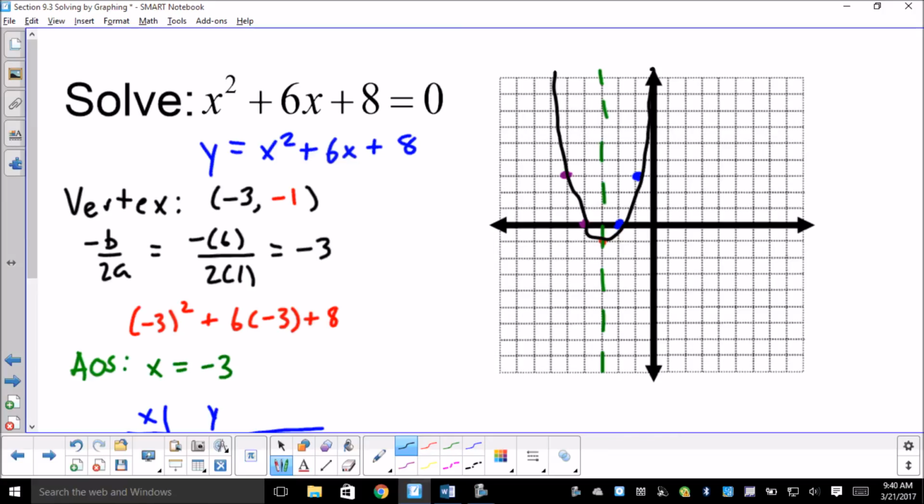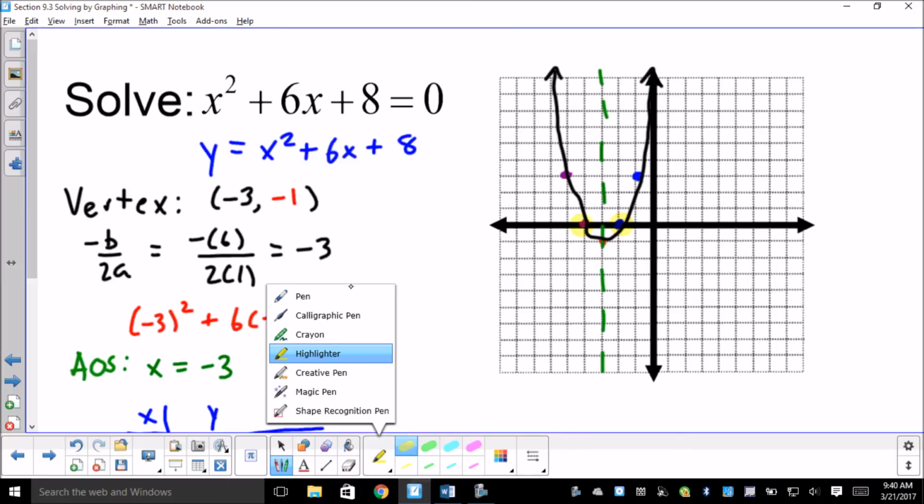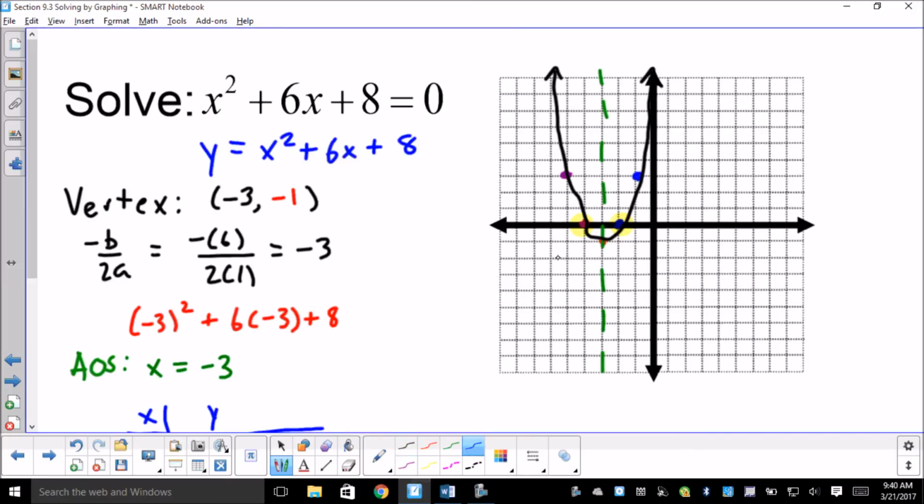Now, like I said before, when we are finding the zeros or the solutions to this equation, we're looking to see where the parabola crosses the x-axis. I see it crosses here and it crosses here. That tells me I'm going to have two solutions. This point right here is -4, 0. And this point right here is -2, 0. My solutions to this particular problem are the x's that make my equation equal 0. Well, the x's that make my equation 0 are -2 and -4.